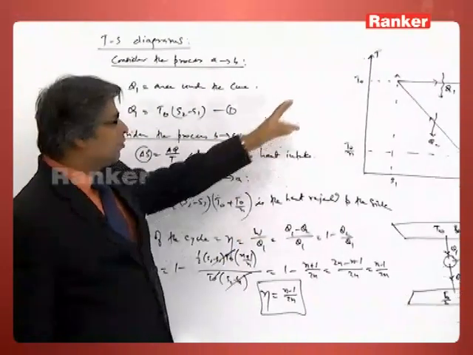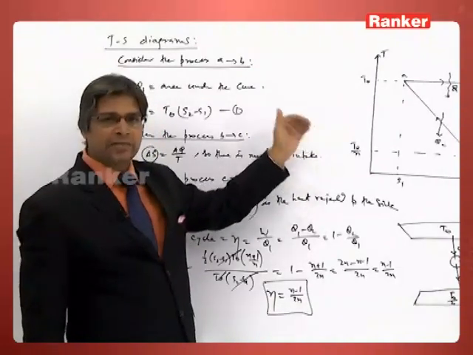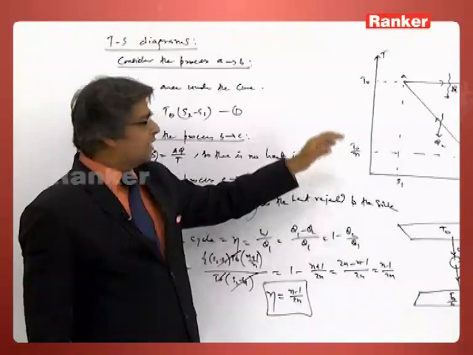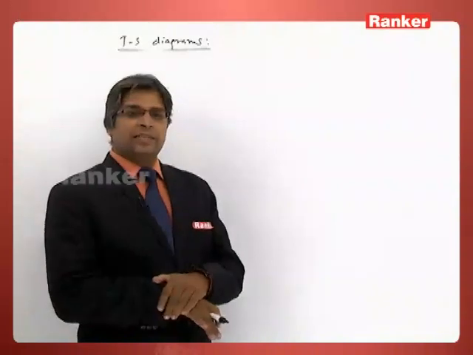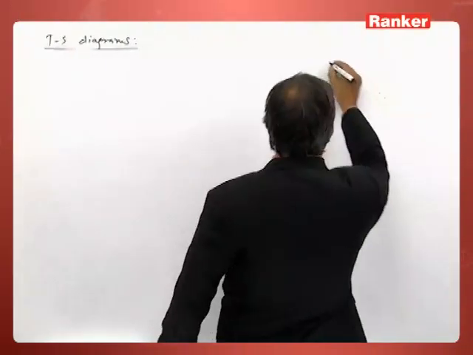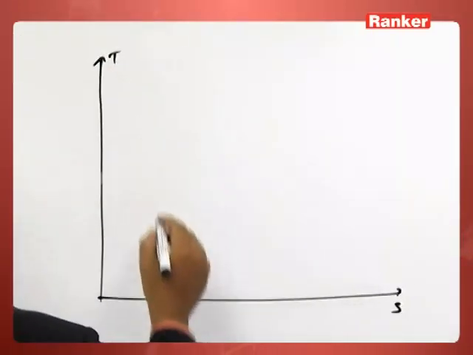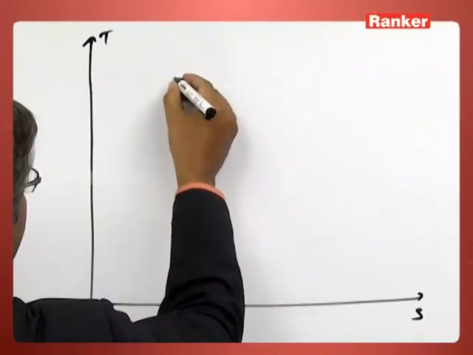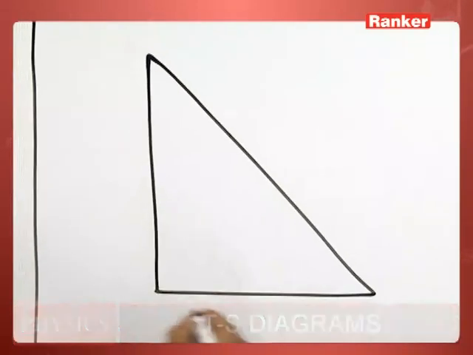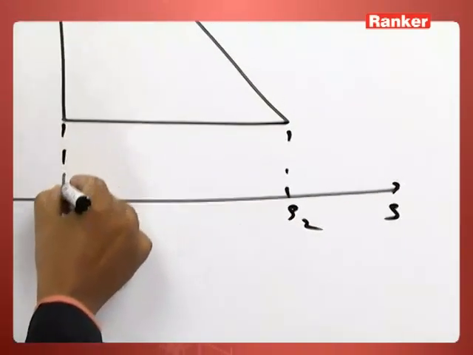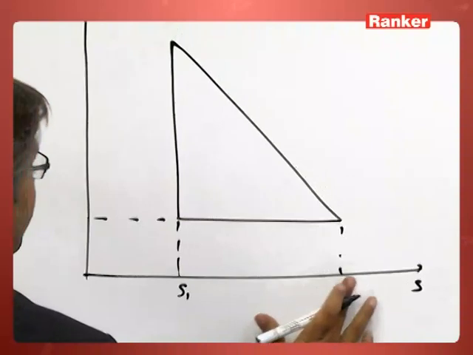This is how we work in a TS diagram. We have earlier seen PV diagrams and calculation of efficiency in a PV diagram, and now we have seen TS diagram. So let us take one more example. Now let us take another example of a TS diagram. S and T are plotted here, and this is your S2 here. Suppose S2 and S1 are not given, I will assume them.